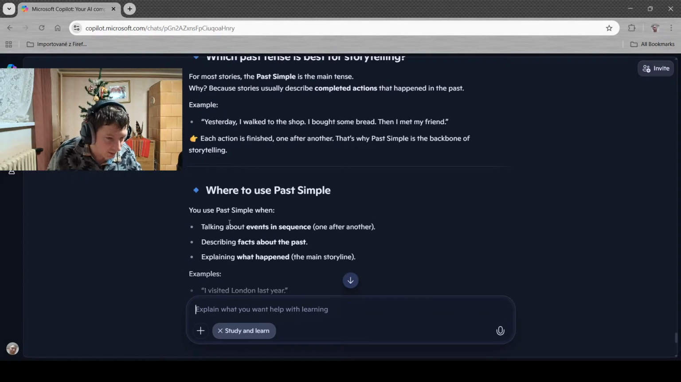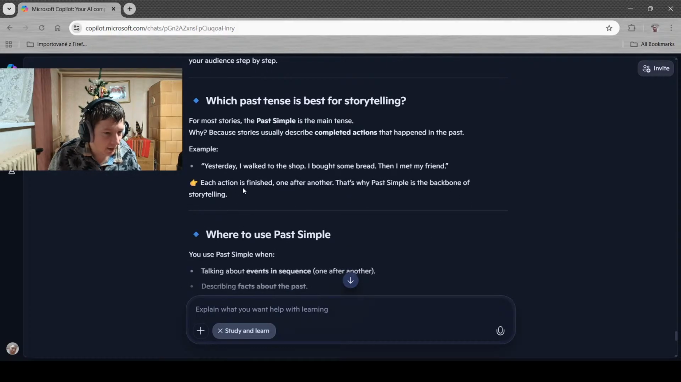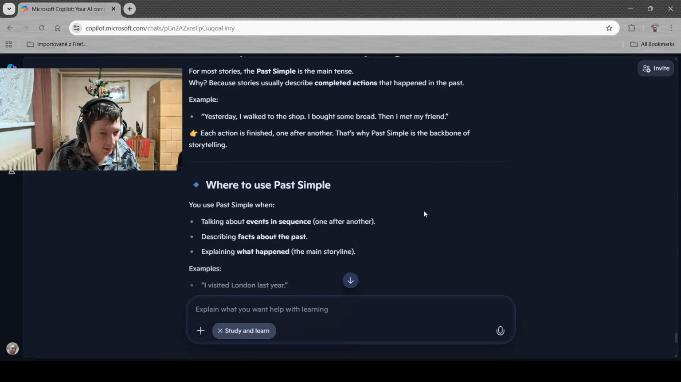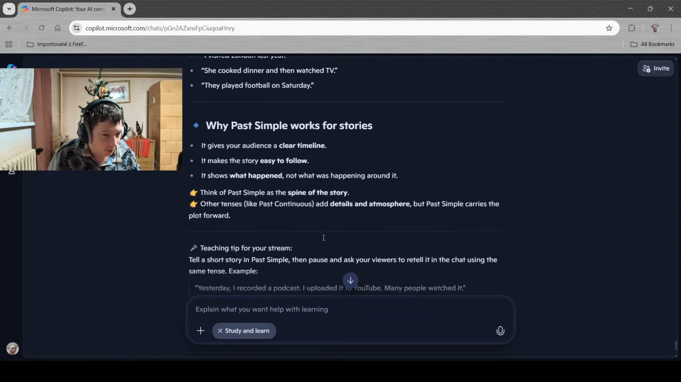Okay, people, let's repeat because this is important. Which past tense is best for storytelling? For most stories, the past simple is the main tense. Because stories usually describe completed actions that happened in the past. Each action is finished one after another. That's why past simple is the backbone of storytelling. Yesterday I walked to the shop, I bought some bread, then I met my friend. You use past simple when talking about events in sequence, one after another, describing facts about the past, explaining what happened, the main storyline.